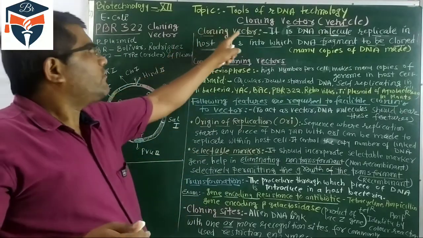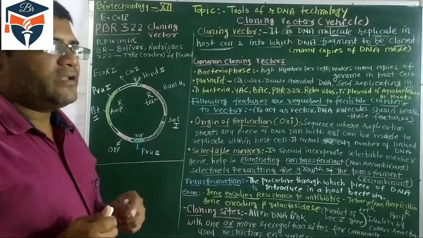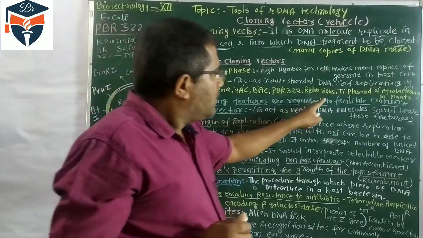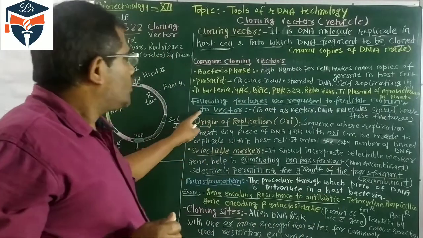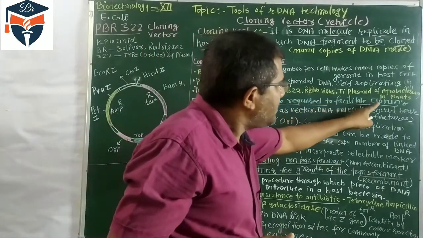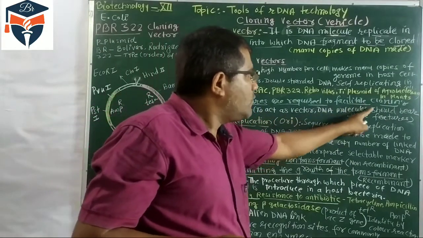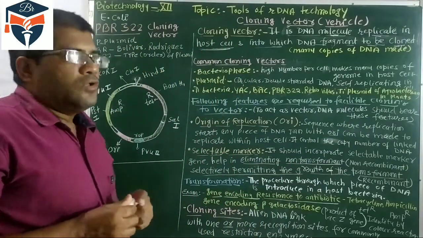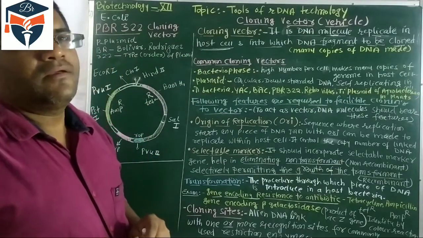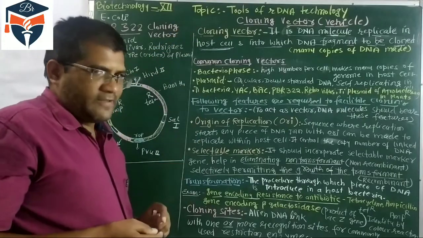Second important point: can any DNA molecule act as a cloning vector? What characteristics should a DNA molecule have to act as a cloning vector? The title in our NCERT book is: the following features are required to facilitate cloning into a vector. Try to understand. It means that to act as a vector, a DNA molecule should bear these features. So what should be the characteristics of a molecule which can act as a cloning vector?